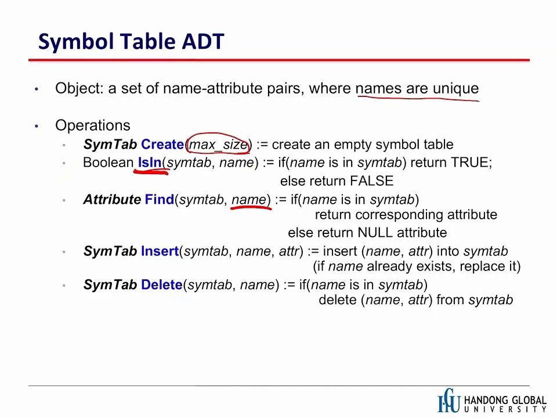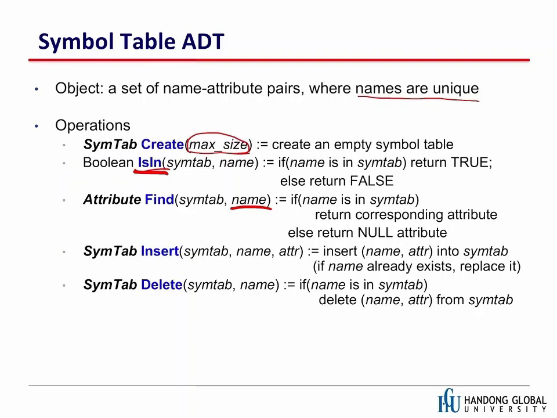So there is a difference between is-in and find. Is-in will return true or false, but find will return the attribute or null. Okay, that's the difference between is-in and find. But basically, these two functions are based on search. And then the next operation is insert, and the last one is delete.